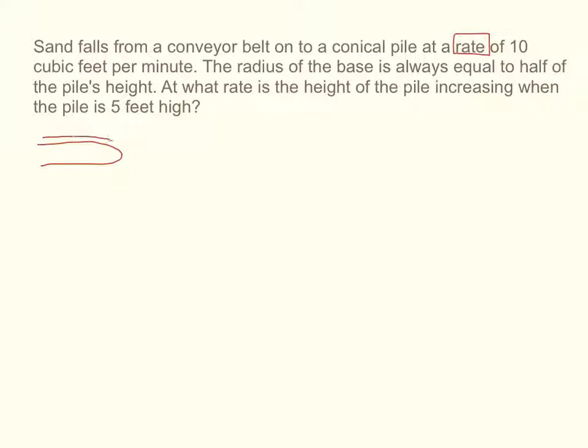Here we've got a conveyor with some sand falling onto a pile, and this pile is structured in such a way that the radius of this pile is always half of the height of this pile. So we can write it like this, that the radius is 1/2 of the height. The other equation we will need for this setup is the volume of a cone, as we know that the sand is falling onto a conical pile.